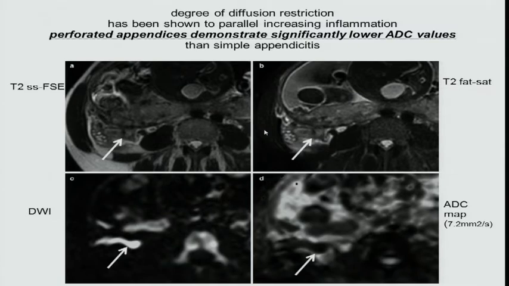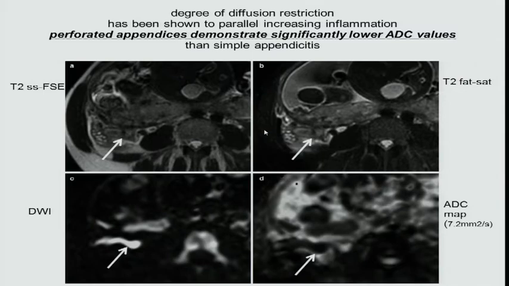What do we use the fat sat for? To see if there's fluid and inflammation around the appendix. What are we going to use the diffusion weighted for? So we know we've got an acute appendicitis, right? Because we've got fluid in the appendix, we've got fluid in the tissues around it. So we have an acute appendicitis.